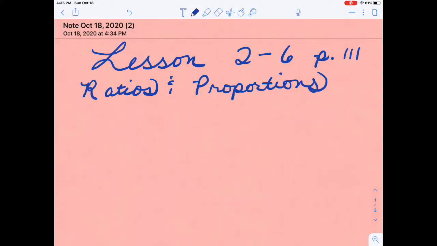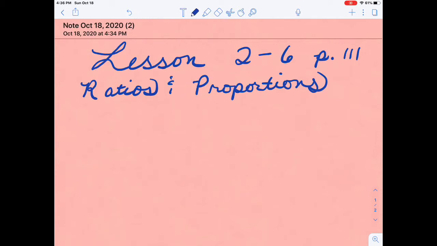Guys, this is lesson 2-6. You can find it on page 111 of your textbook. It's called Ratios and Proportions, but we're going to be doing something that I casually just call cross-multiplying. It's a great technique in algebra and extremely useful. I use it actually all the time in just everyday math.